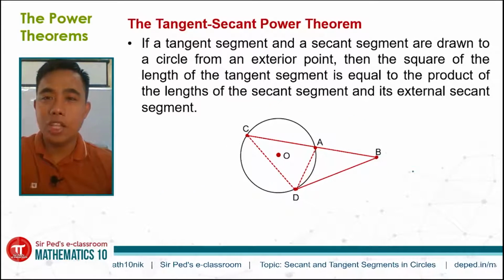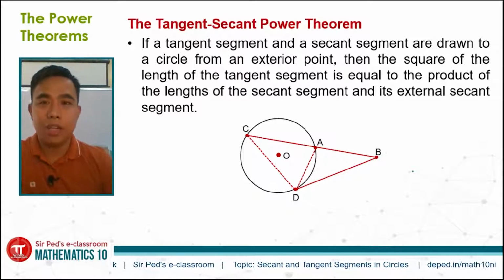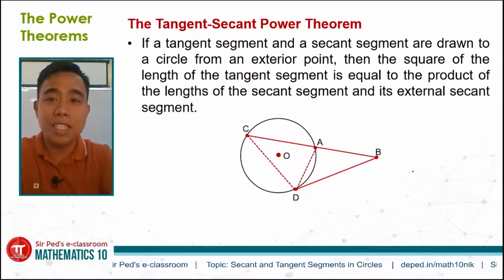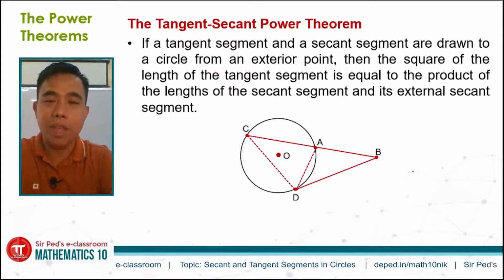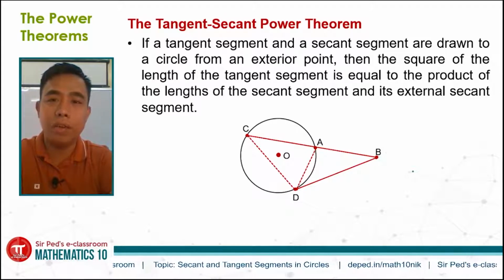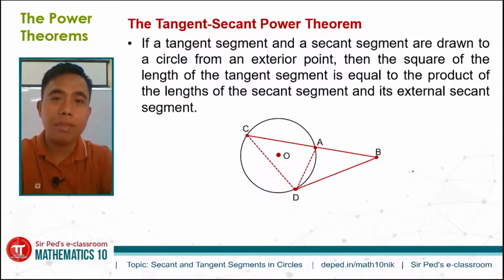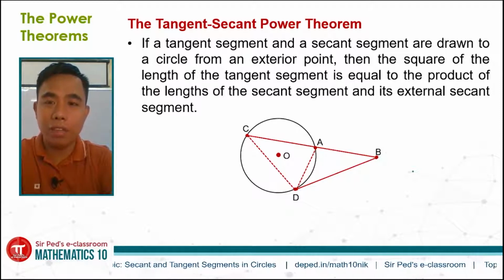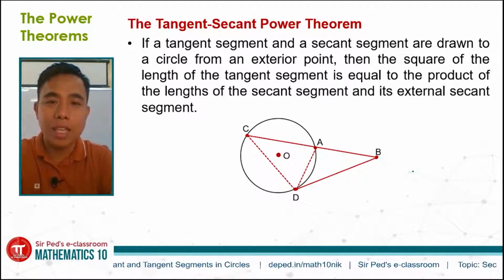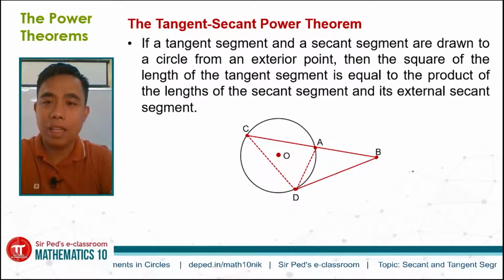It is the tangent-secant power theorem. If a tangent segment and a secant segment are drawn to a circle from an exterior point, then the square of the length of the tangent segment is equal to the product of the lengths of the secant segment and its external secant segment.